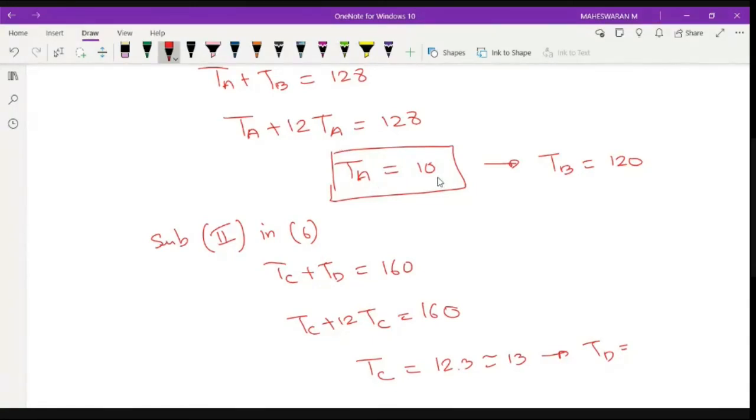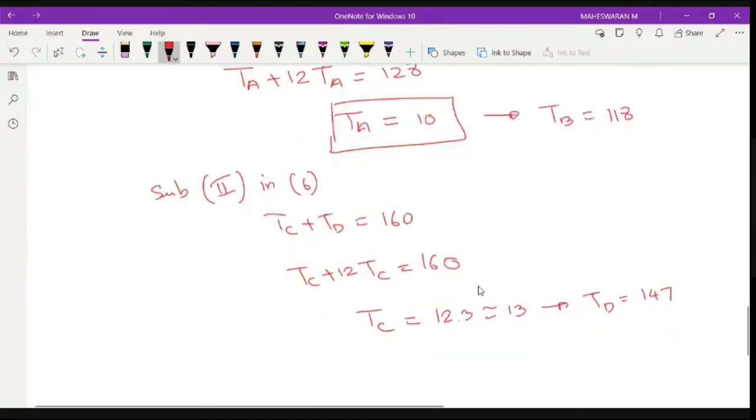We can substitute with the one above, TA plus TB. 118 only will come, sir. So substitute here. Yes, sir. Since we approximated, 118 is okay. So let me consider 118, right? What about this one, TD? Right? So we got the set of teeth there.